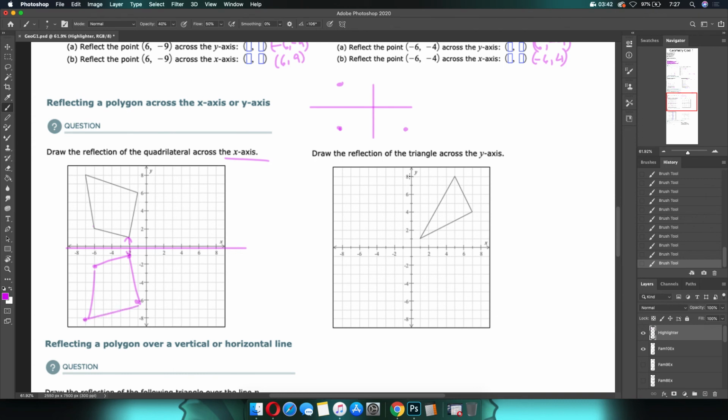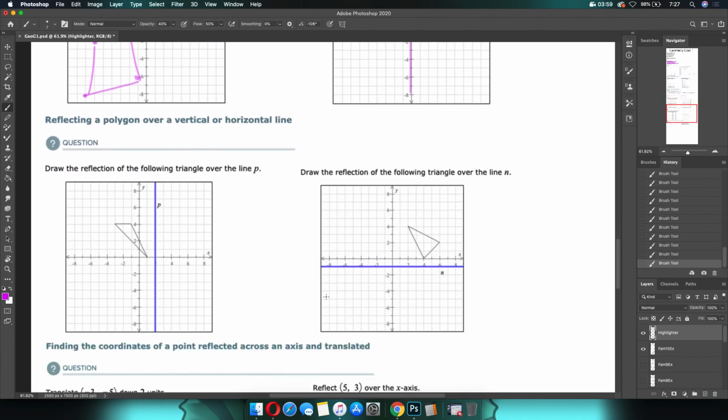This one, what are we reflecting over? It's over the y-axis, so this is 1 away. This is 7 away. And then this is 5 away. 5 away. And there's my shape. There you go. All right.